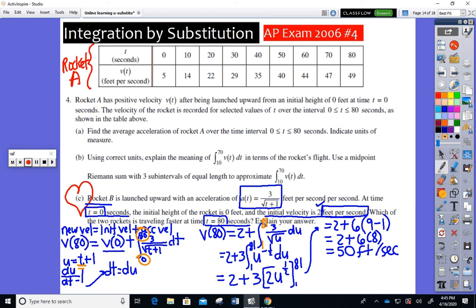Well, I still don't know which rocket's faster. So let me look at the table. And for rocket A, its velocity at 80 seconds is 49 feet per second. So my conclusion here is that at t equals 80, rocket B is faster because it has a velocity of 50 feet per second as compared to 49 feet per second. Okay? So that is the review of today. I'm going to make more room.